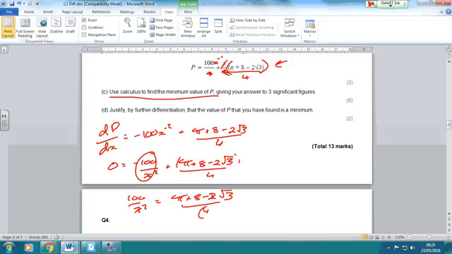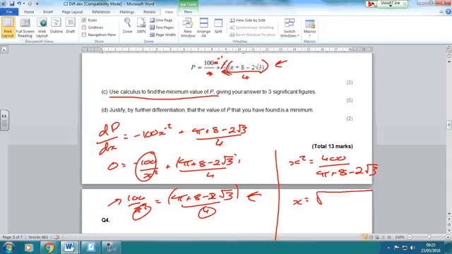Let's bring the 4 up to here and bring the x squared up to here and then divide through by this. And we get x squared equals 400 over pi plus 8 minus 2 root 3. I really hope I haven't made a mistake here. And x equals the square root of that, which is going to be 20 over the square root of pi plus 8 minus 2 root 3.